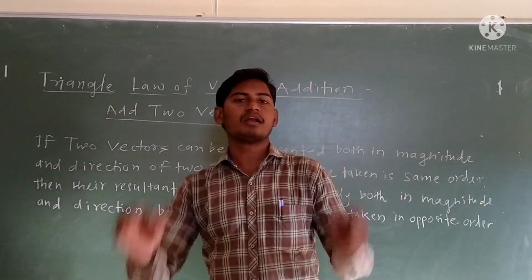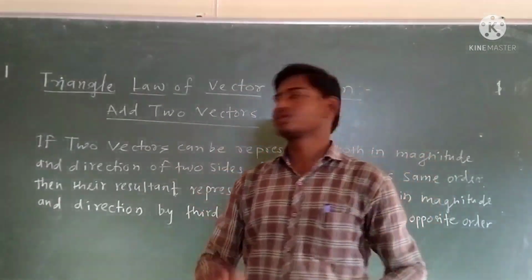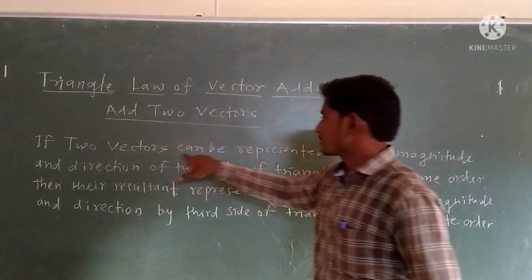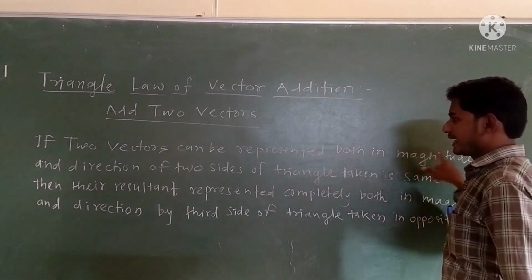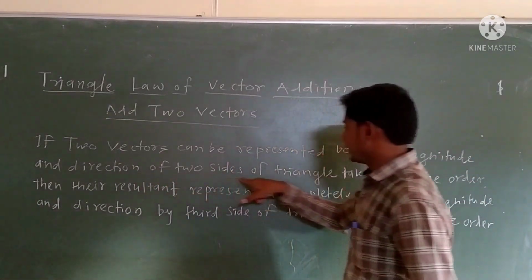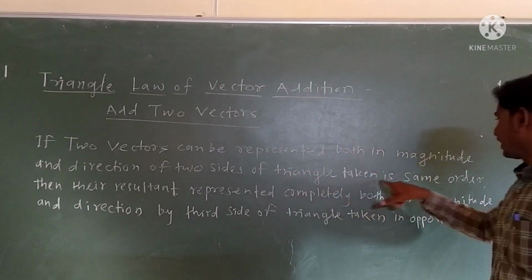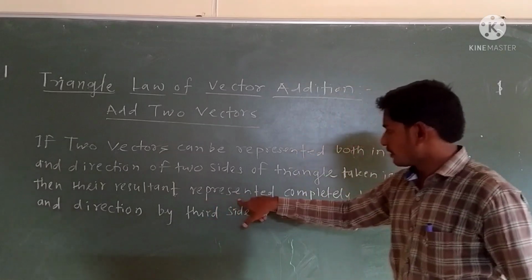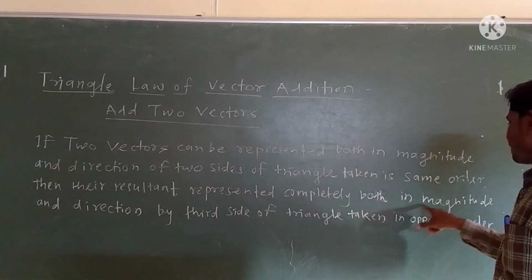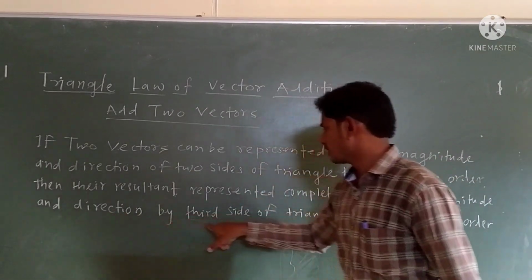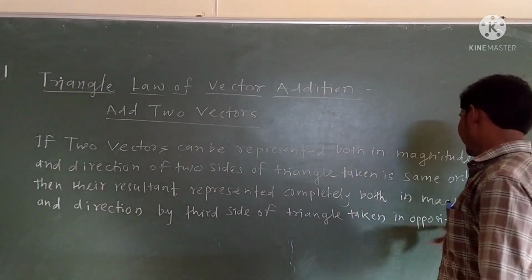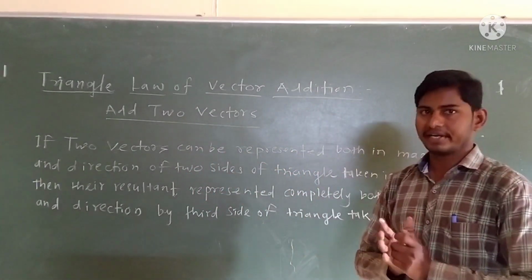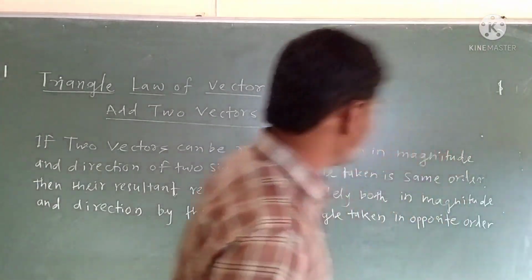And we know triangle law of vector addition is used to add two vectors. Now, if two vectors can be represented both in magnitude and direction by two sides of a triangle taken in the same order, then their resultant is represented completely, both in magnitude and direction, by the third side of the triangle taken in the opposite order. Here is the statement of triangle law of vector addition. Now see illustrations.